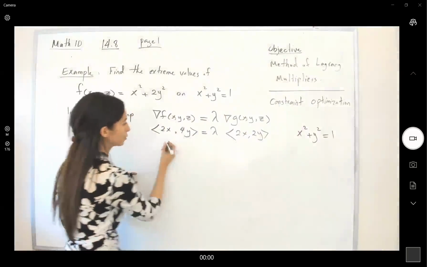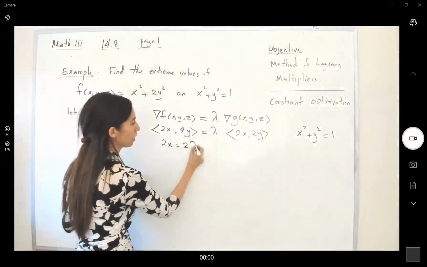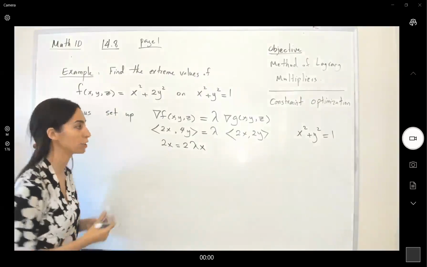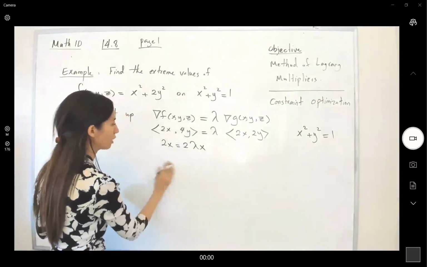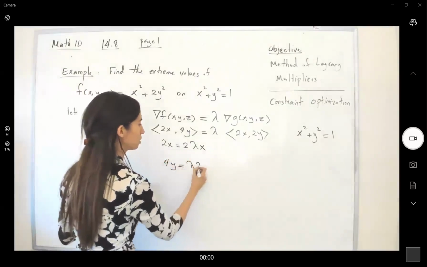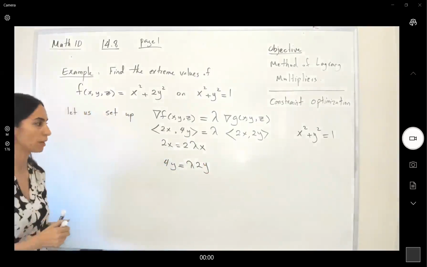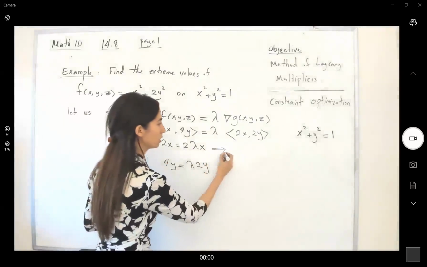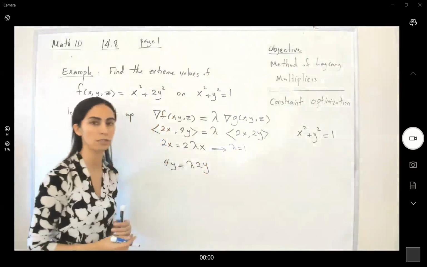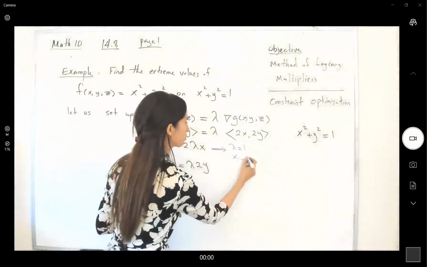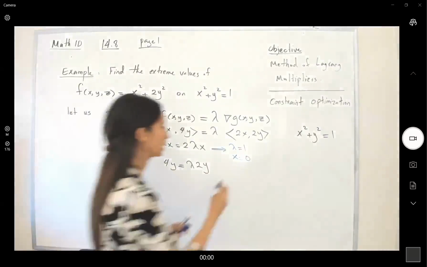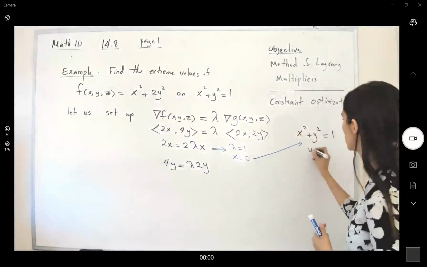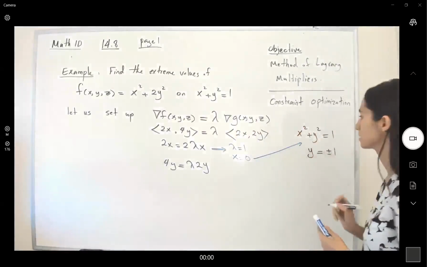So 2x is equal to 2 lambda x. And 4y, the second components, we have two vectors, the second components must be equal to each other. And we have 4y, which is equal to lambda 2y. There we go. Let's take a look at the first equation. From the first equation, you have the following: lambda is equal to 1 or x is equal to 0. If x is equal to 0, it means that y squared is equal to 1. So y is plus minus 1.